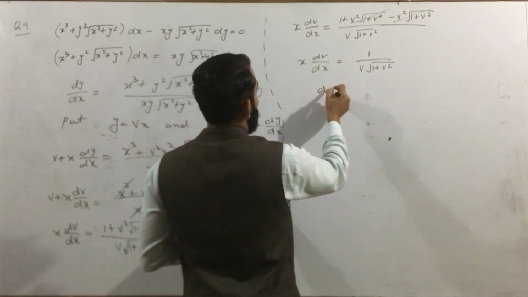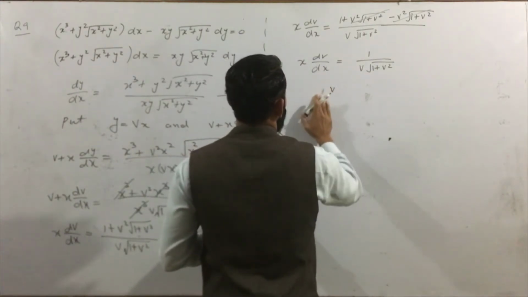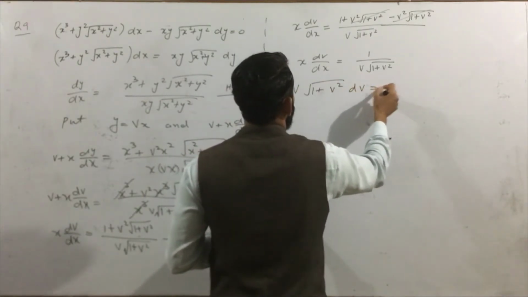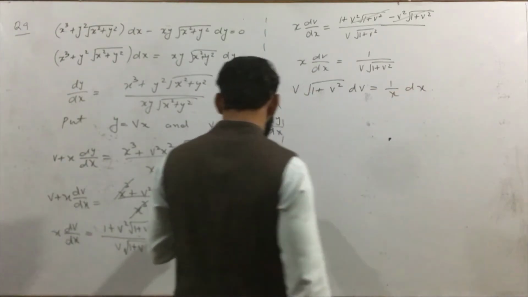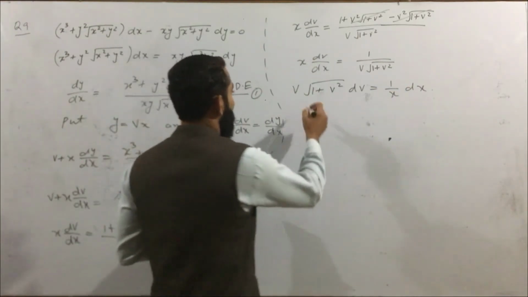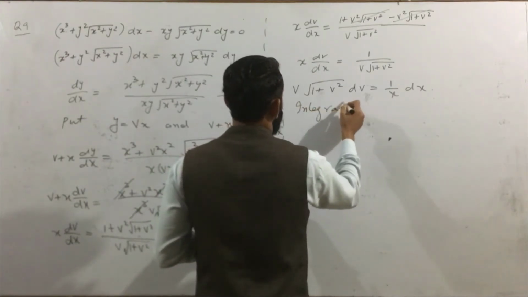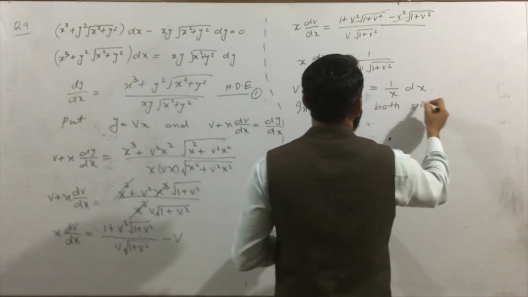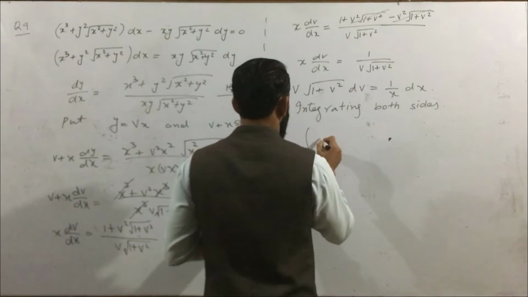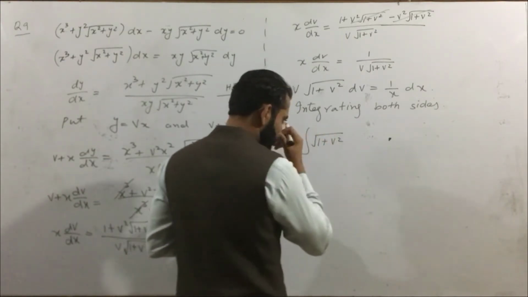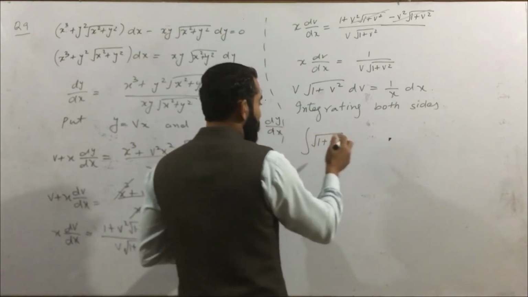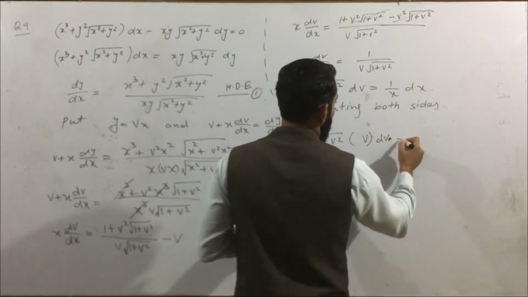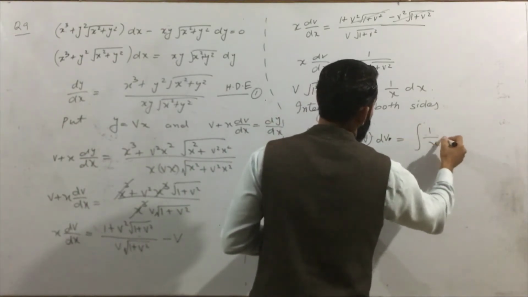After separating the variables, integrating both sides: the integral of v over square root of 1 plus v square dv is equal to the integral of 1 over x dx.